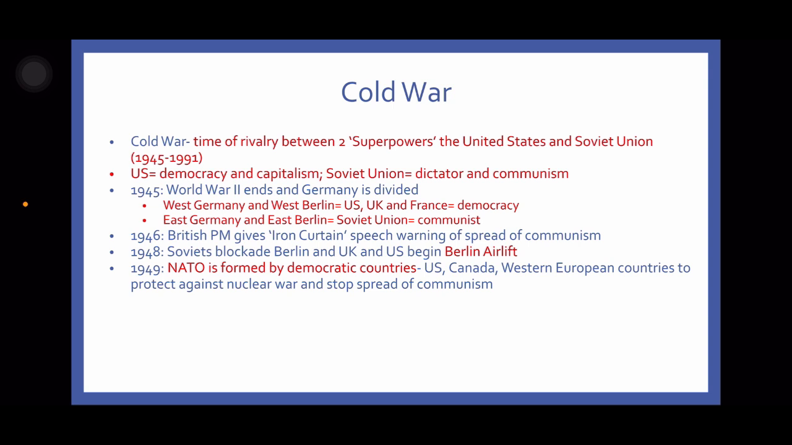Now, in 1949, NATO was formed by democratic countries. The United States, Canada, and Western European countries decided to say, let's all become one and fight against nuclear war and stop communism.